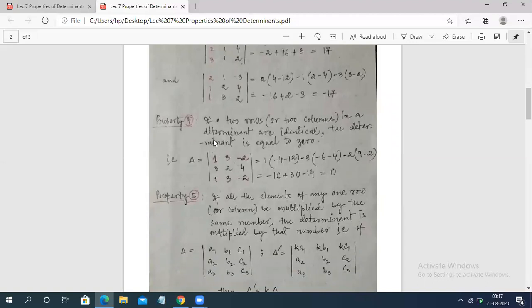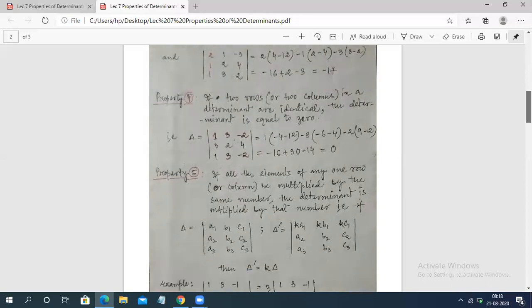The next property is, if two rows or two columns in a determinant are identical, then the determinant is equal to 0. If in any determinant each entry of any two rows or two columns are the same, say R1 and R3 are the same, each entry is identical, so its determinant value will always come out as 0.